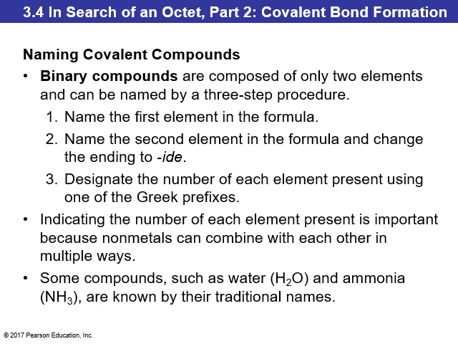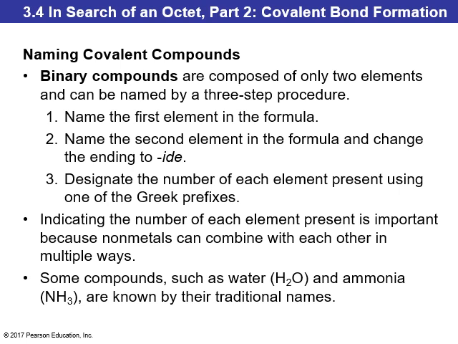The numbers in the ionic compounds are a little easier to predict based on the position of the elements involved in the periodic table. So for binary covalent compounds, these are things with 2 atoms that have covalent bonds. The first thing we're going to do is name the first element in the formula. We might throw a prefix on there. The second thing is we're going to name the second element in the formula and change the ending to IDE. And third, we're going to designate the number of each element present using one of the Greek prefixes. And oftentimes we'll ignore one of the Greek prefixes, mono. We'll talk about that in a second.